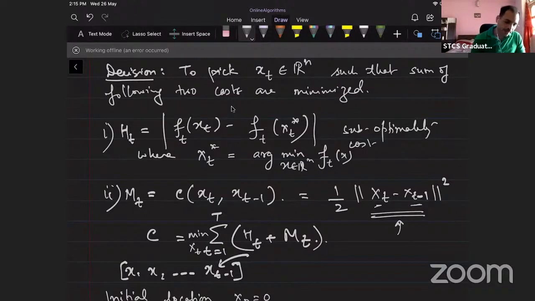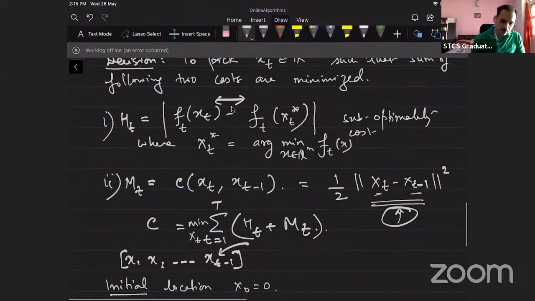That if I pick an x_t which is very close to x_t star, the hitting cost is going to be very small, but possibly my movement cost is going to be large. And because I'm adding the two together, I would like to have a compromise between the two.